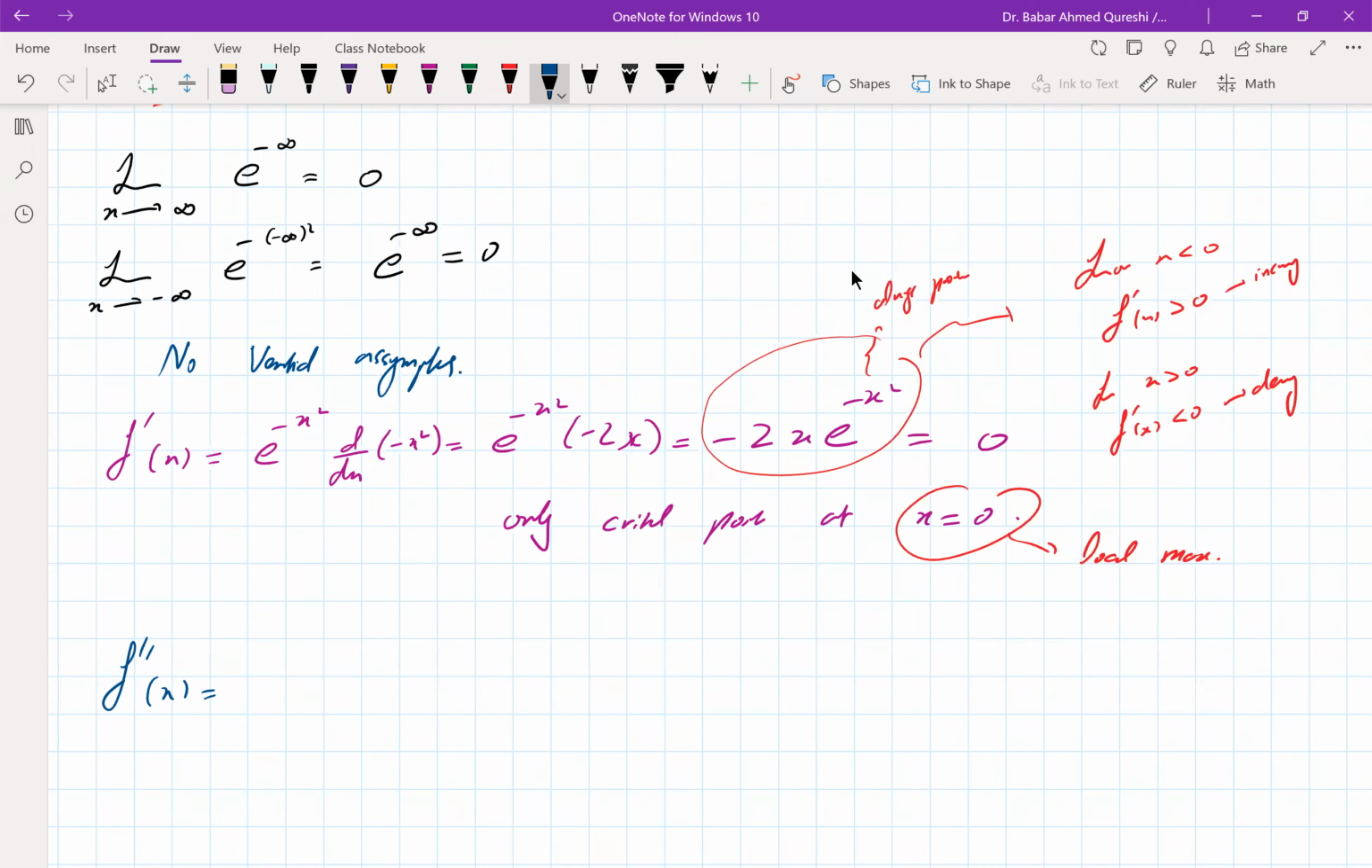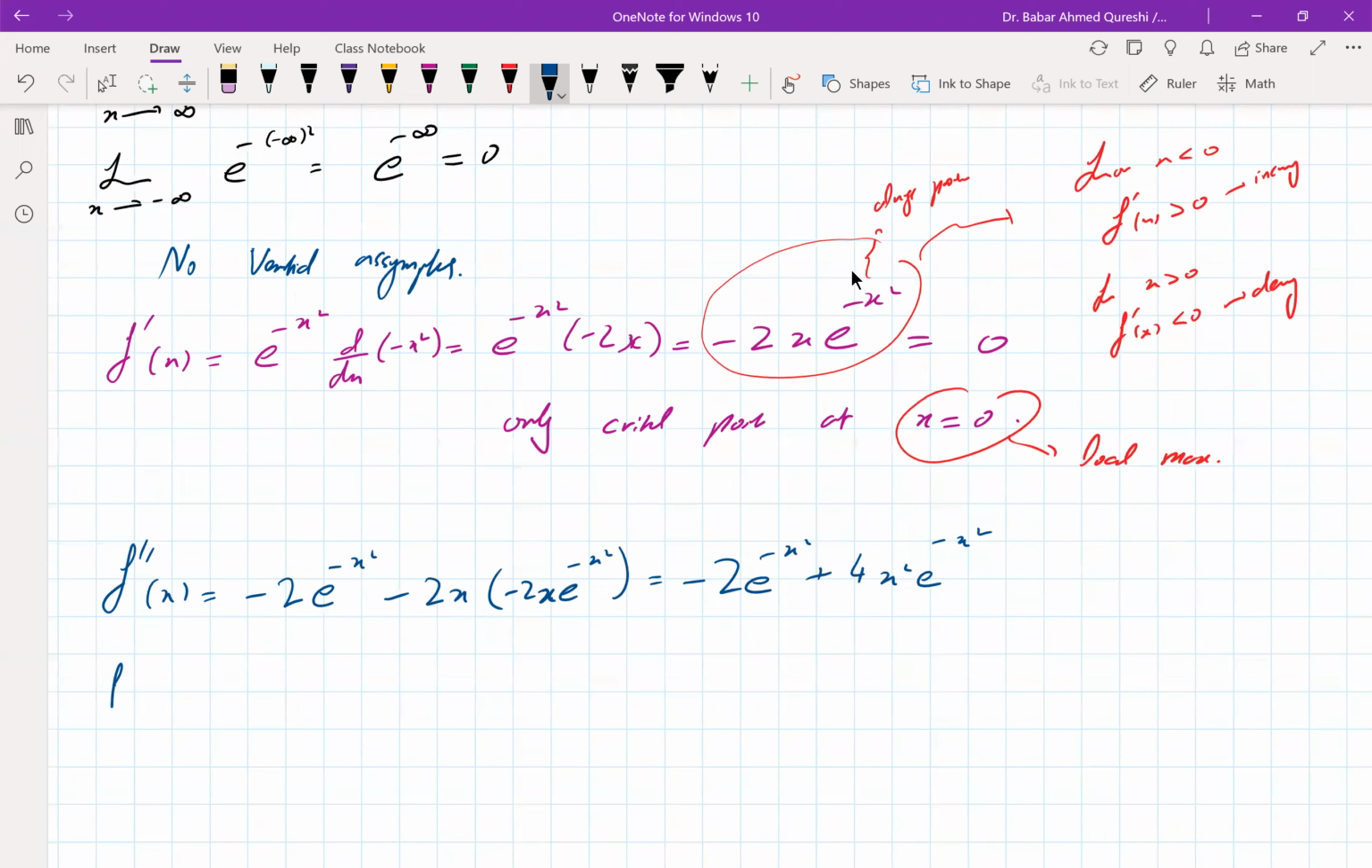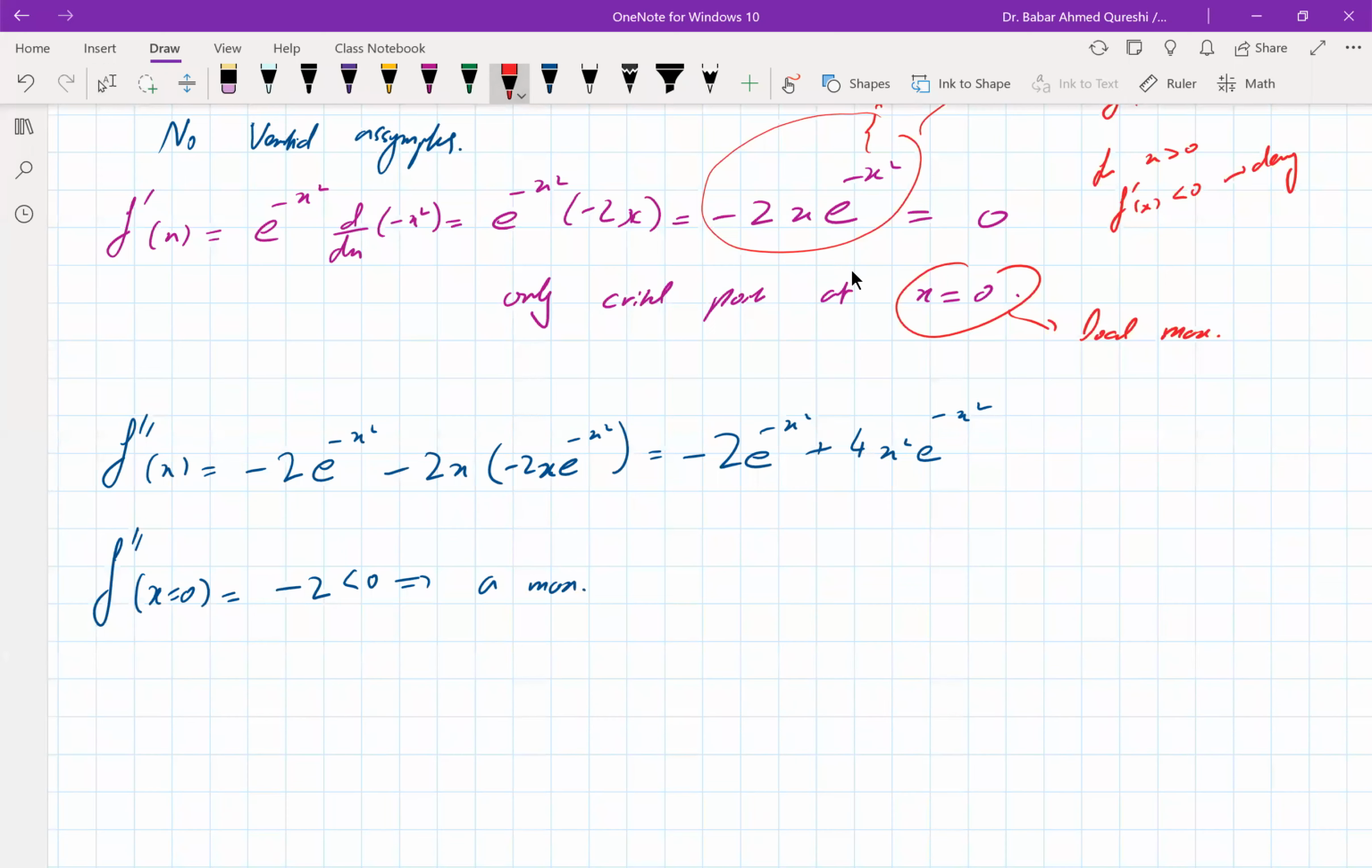Double derivative of this guy, we have minus 2e to the minus x square minus 2x. I already have the derivative of this. Plus 4x square e to the minus x square. So if I put the critical point here, I get minus 2, which implies a maxima because it's less than 0. Now that means the shape is something like this. Goes to 0 here, 0 here, and reaches, I can also compute the maximum value. So that's just one. Something like this.